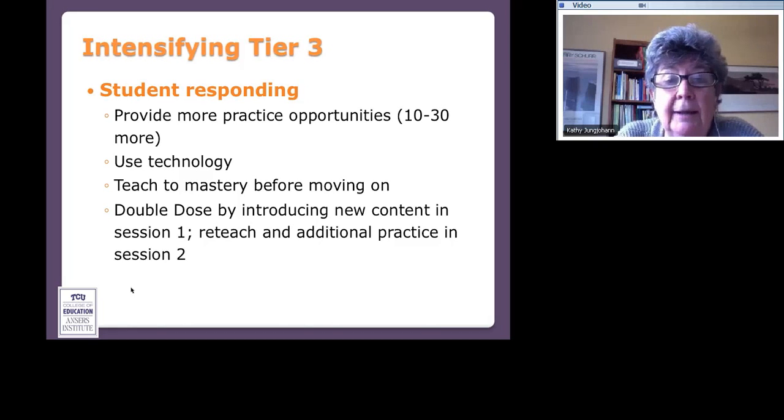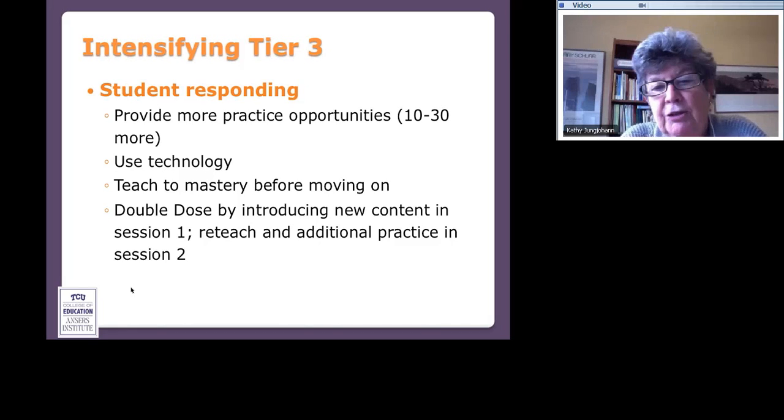How do we get that? One way is to use technology. Some computer applications can offer some additional practice opportunities, and I think Barbara talked about that in her webinar. Teaching to mastery before moving on becomes extremely important in Tier 3 because many times these students are moving on before they've mastered skills, and therefore that's impeding their progress. So making sure students are at mastery.